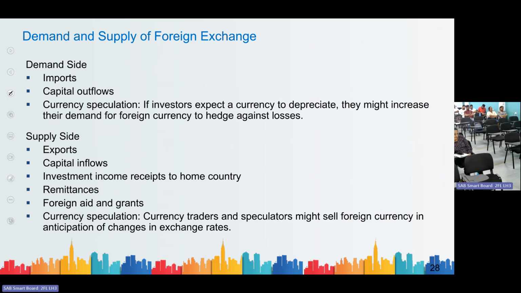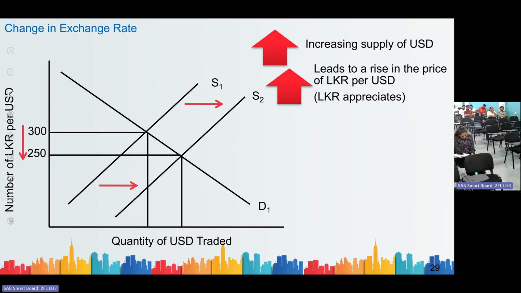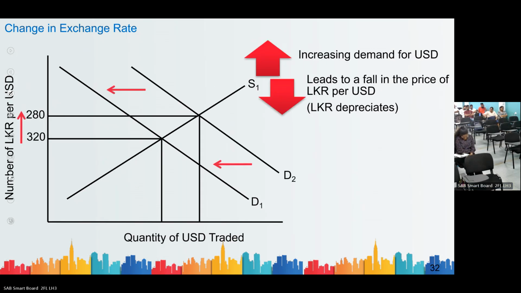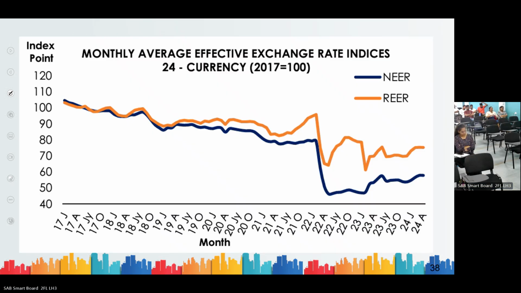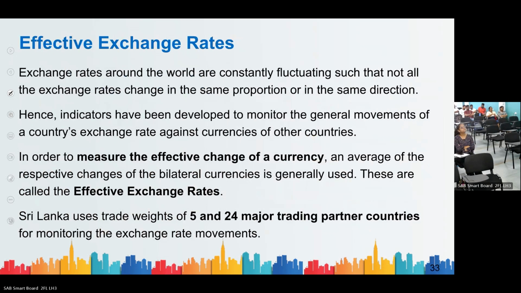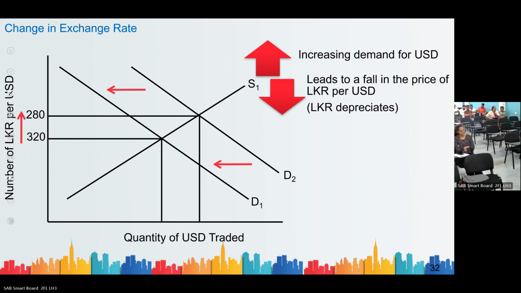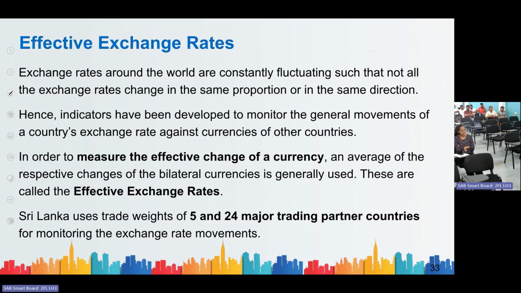So these are the causes for the demand of foreign exchange. These are the causes for the supply of foreign exchange. You can read them out. I think I explained several things in the previous session. These slides I have already explained in the previous session. You can refer to them. Effective exchange rate. We have only 9 minutes.